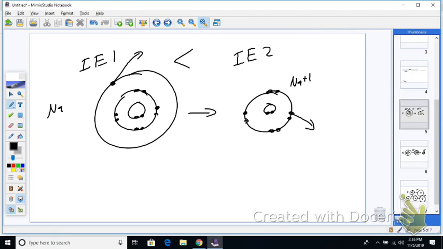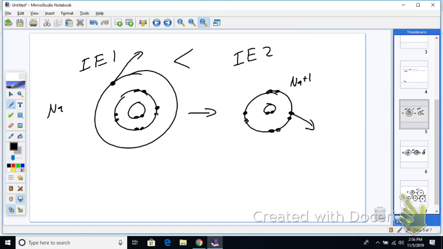Is that because it's further away from the nucleus? Yeah. Yeah. And also, it's got a full level. It's stable. You don't want to take an electron away from a stable element because then it becomes unstable. And it does everything it can to try to get that electron back. So it's not going to give up an electron because it's stable. When it has 8 electrons in its outer level, it's stable.